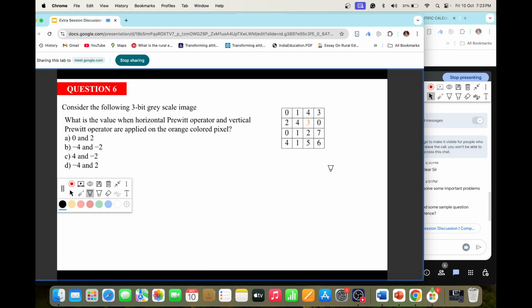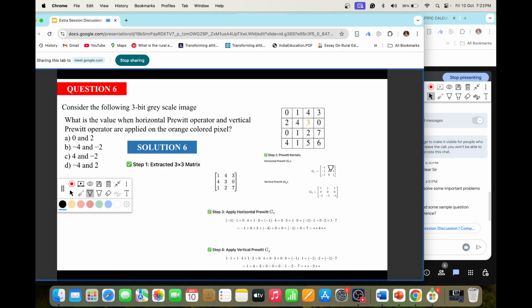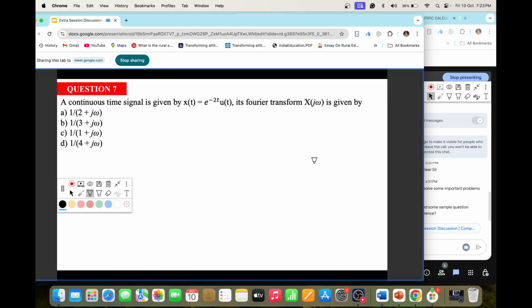And then this Prewitt operator, same thing. Sobel operator, you know, Prewitt operator is the same, but you have to just remember what is this gx and gy for this Prewitt operator. So this is question number 6.